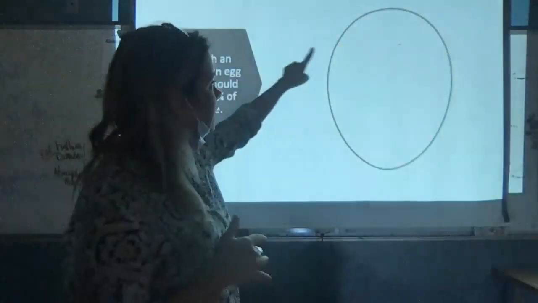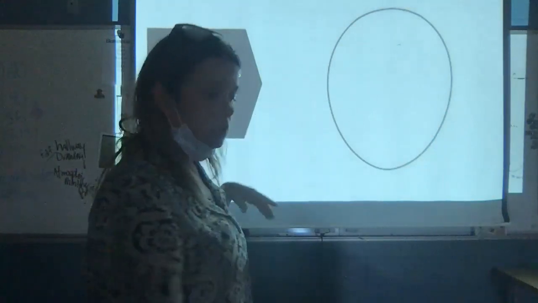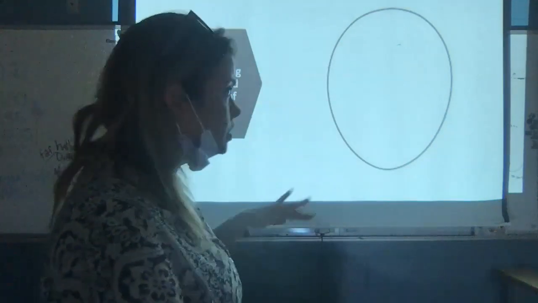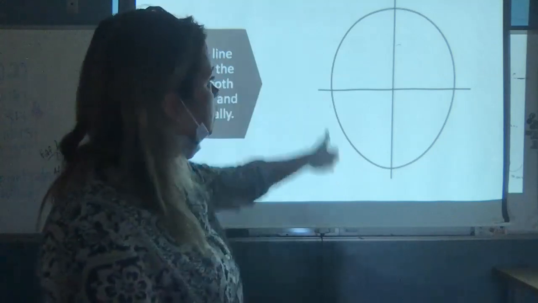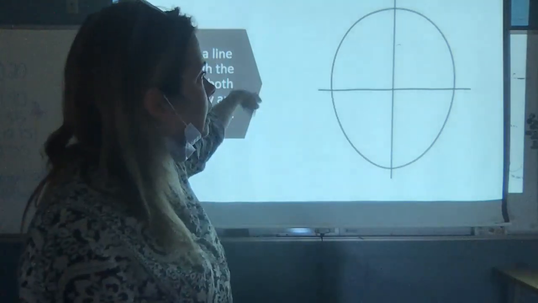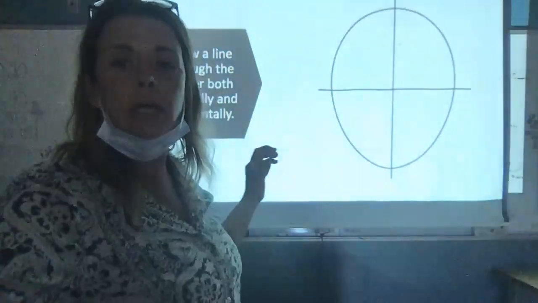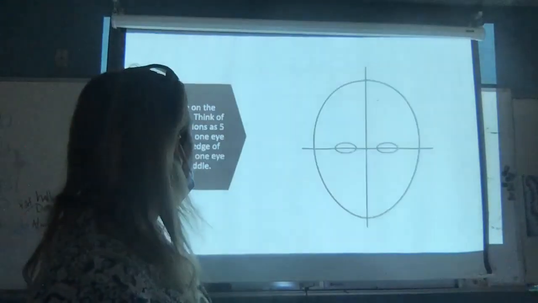You're going to draw an egg shape in your sketchbook, upside down egg. You don't have to be perfect with this. This is just your sketching and your learning. Then you're going to draw a vertical line and a horizontal line dividing that egg shape. You don't have to be perfect with it.